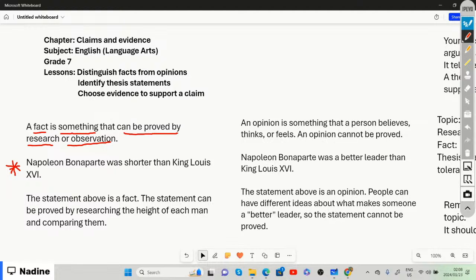So, a fact generally is something that can be proved by research or observation. And then remember, when it comes to facts, right, then we also have opinions. And an opinion is something that a person believes, thinks, or feels. And remember, when it comes to opinions, right, it cannot be proved. Facts are usually something that you have researched, something that you have proven. So now, whatever you say, right, whether somebody also goes back to research it, back to observe it, right, they will see that it is true.